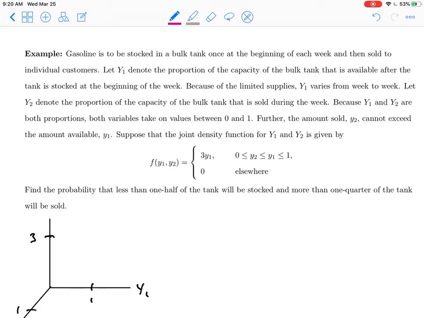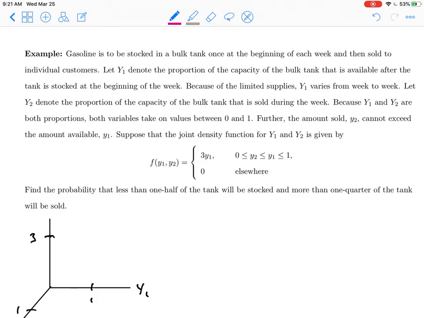In this video, we're going to take a look at another example of a jointly continuous random variable. So here we have gasoline is to be stocked in a bulk tank once at the beginning of each week and then sold to individual customers. Y1 is the proportion of the capacity of the bulk tank that is available after the tank is stocked at the beginning of each week. Limited supply, so that value of Y1 is going to vary week to week. Y2 is the proportion of the capacity of the bulk tank that is sold during the week.